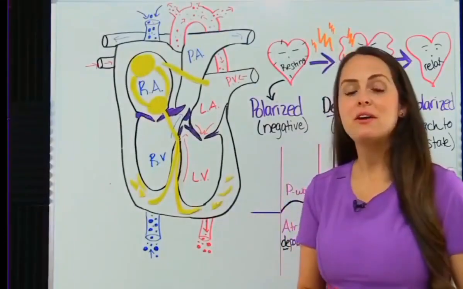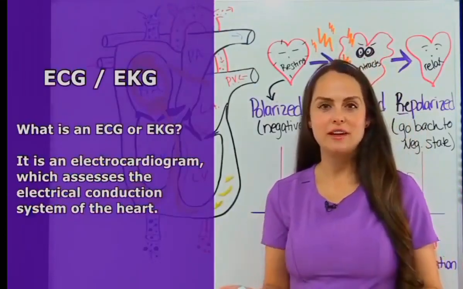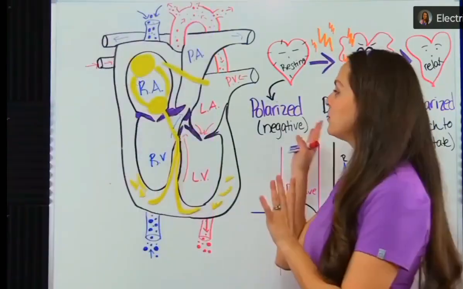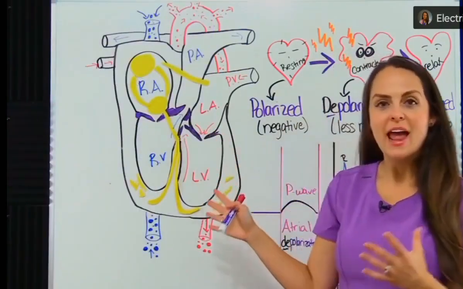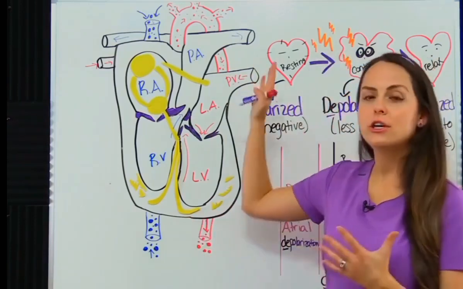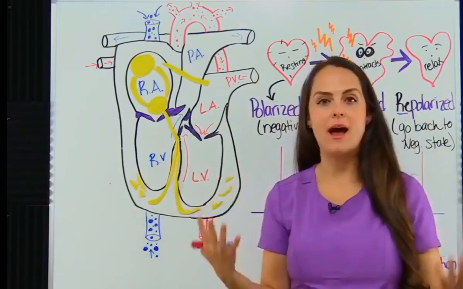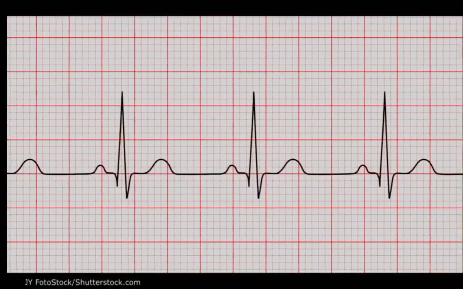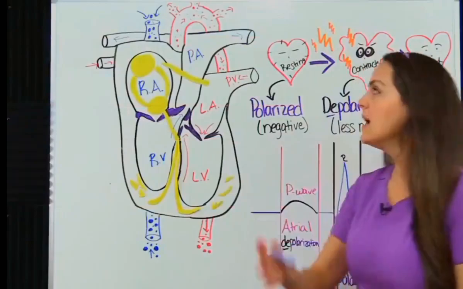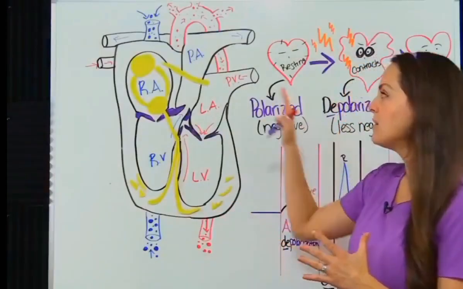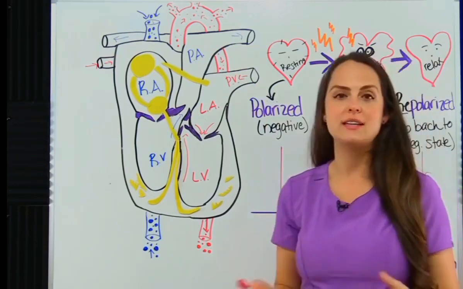An ECG, also known as an EKG, stands for electrocardiogram. And an electrocardiogram assesses the electrical conduction system of the heart. The whole role of the electrical conduction system is to get your heart to contract and pump blood throughout your body. So to help us really understand how to interpret an EKG, we first have to go back to the basics and talk about how the blood flows through the heart and apply that to how the electrical conduction system causes that to happen.